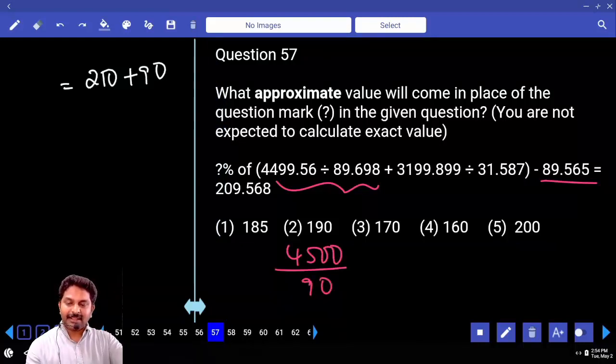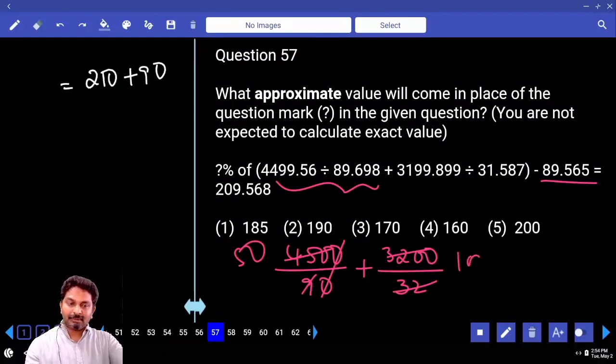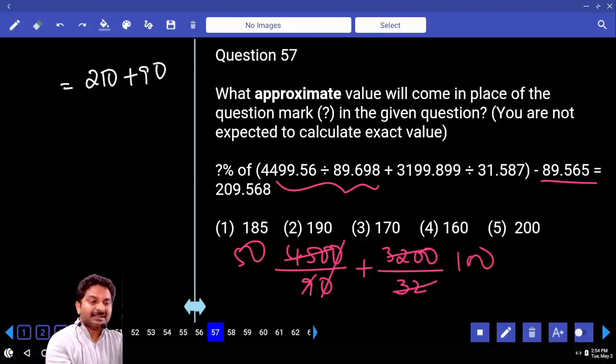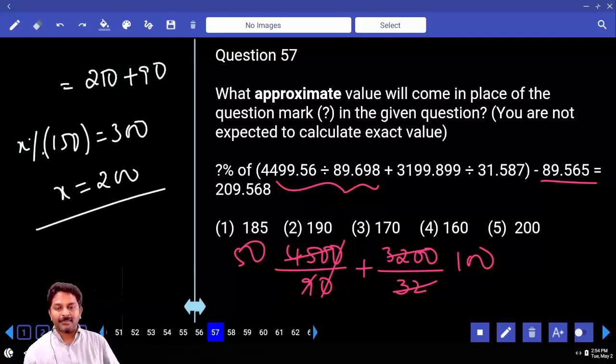4500 by 90 plus 3200 by 32. 9 how many times? 50 times. 32, 100 times. That means X percent of 150 is equal to 300. X is equal to 200.